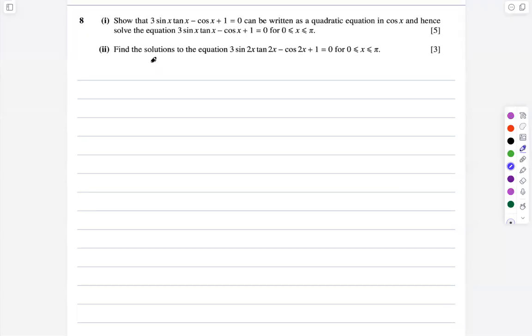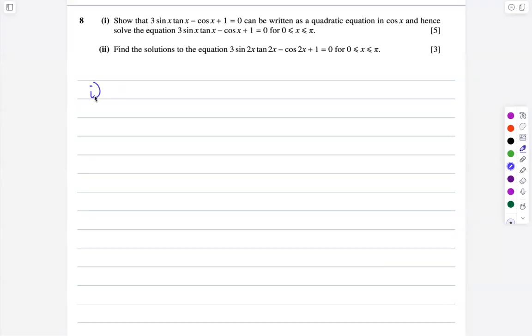In question 8, part 1, we have to show that 3 sin x tan x minus cos x plus 1 equals 0 can be written as a quadratic equation in cos x, and hence solve the equation 3 sin x tan x minus cos x plus 1 equals 0 for x from 0 to pi.